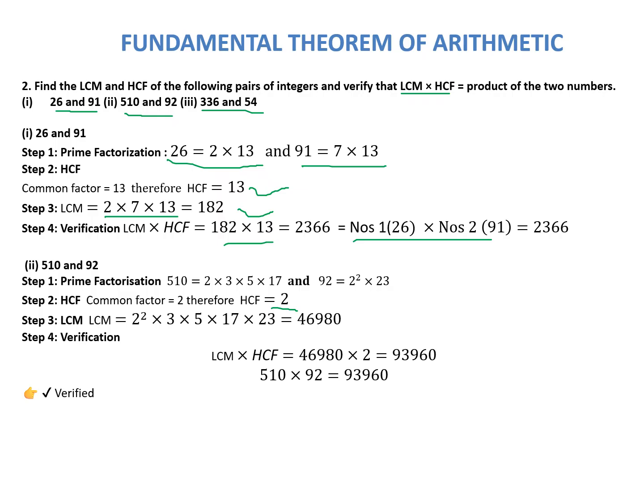Then we have to find the LCM. What the rule says, we have to take the factors with the highest power. So 2 to the power of 2. Then we have 3, 5, 17 and 23. We multiply all together to get the final LCM, which is 46980.